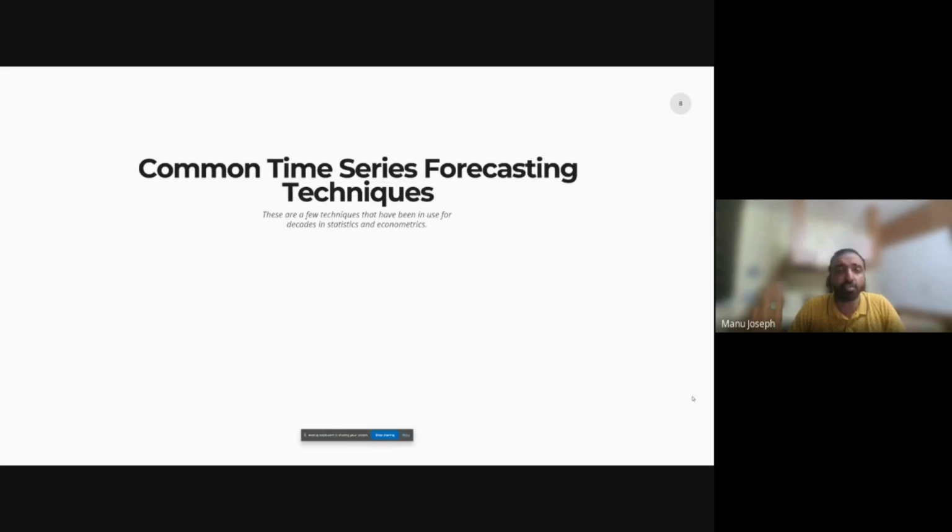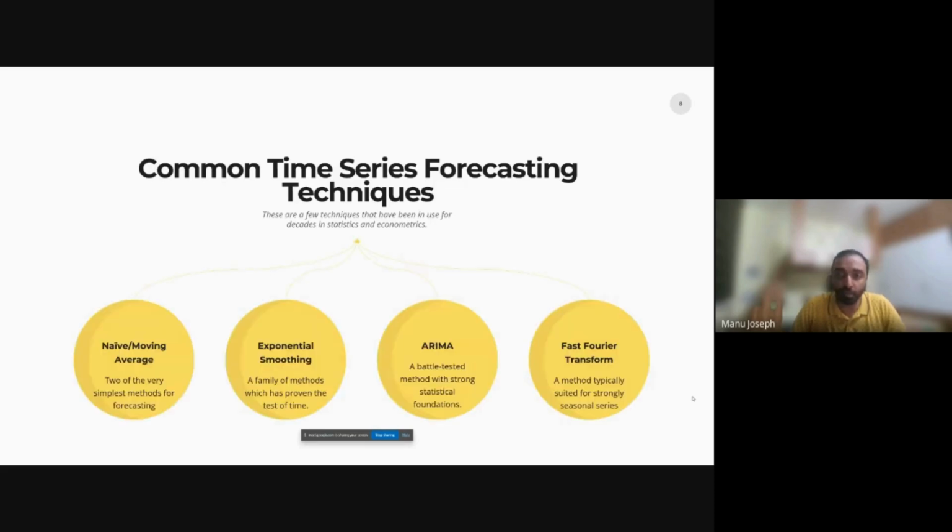Statisticians and econometricians have been doing very good work in this area. So no discussion about time series forecasting can go without mentioning a few of these very robust methods. Most of these methods were developed 50, 60 years ago, and we're still using them, and it shows how robust these methods are.